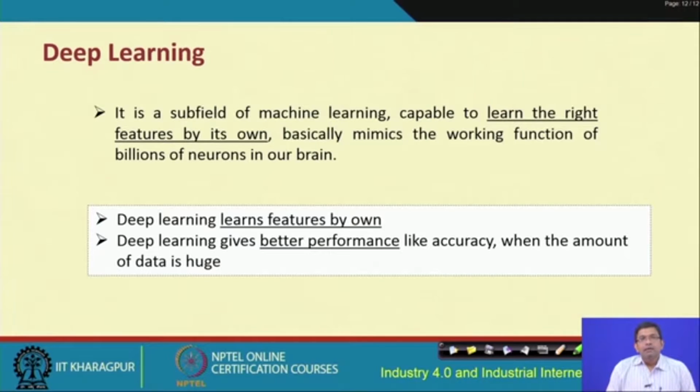So, deep learning is a subfield of machine learning, which is capable of learning the right features on its own. Basically, it mimics the working function of billions of neurons in our brain. If you look at the neural structure of the brain, it is a very complicated neural structure. Deep learning has been inspired by that and builds upon it. It is a little different, as understanding the brain is not very easy. So, it is inspired, but not exactly the brain-based neural structure that is followed. But what DL does is it learns the features on its own, and it gives improved performance with respect to accuracy when the data volume and the dimensionality of the data increase.